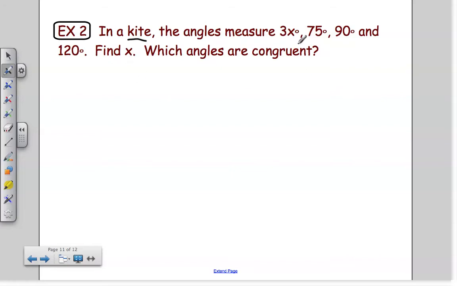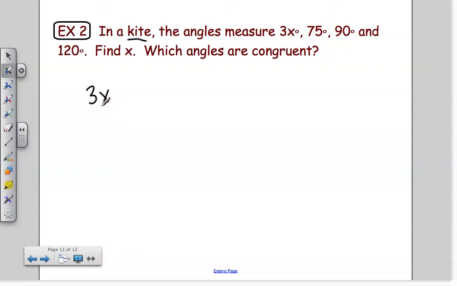So this 3x would either be the same as 75 degrees, or 3x would be the same as 90, or 3x would be the same as 120. I gotta figure out which one. Well, I guess I should start out and say, what do I know for certain about the angles in this kite? Or what do I know for certain about the angles in any quadrilateral so that I could find x? Well, don't we know that the angles would have to add up to 360, right? Any quadrilateral angles add up to 360.